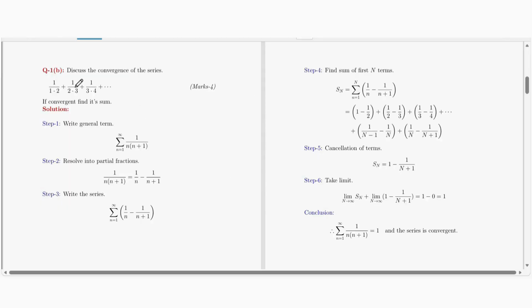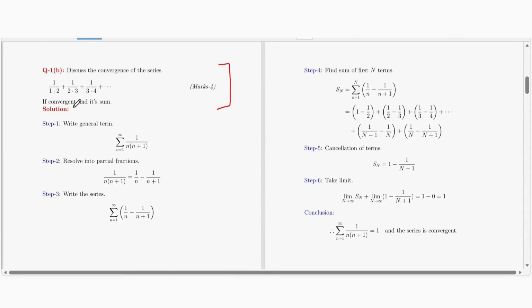Question 1b: discuss the convergence of the series 1 upon 1 into 2 plus 1 upon 2 into 3 plus 1 upon 3 into 4 plus infinite. If convergent, find its sum. So now in this question, first we need to discuss the convergence of the series.